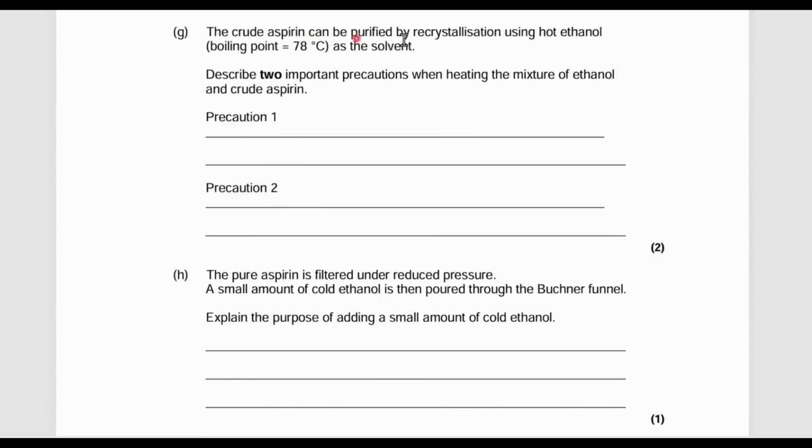Right, crude aspirin can be purified by recrystallization using hot ethanol. Boiling point 78 degrees is the solvent, so ethanol's boiling point is 78. Describe 2 important precautions when heating the mixture of ethanol and crude aspirin. Right, well, think about ethanol. What do you know about it? It's an alcohol. They're flammable. They're used in fuels.